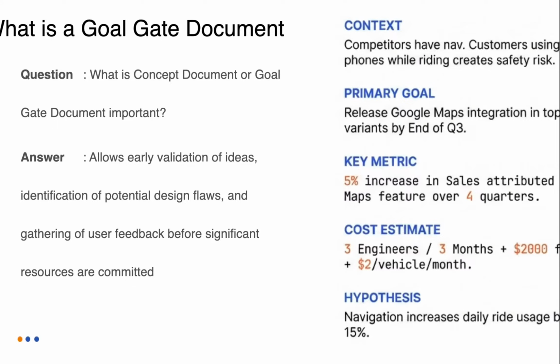right? So it prevents design flaws early. Okay, building this one page document. So just remember the format of this document, which is on the right side, which is what is the context. Okay, the context is that my competitor has navigation, and my customers are using their mobile phones, okay, while riding, which creates a safety risk.